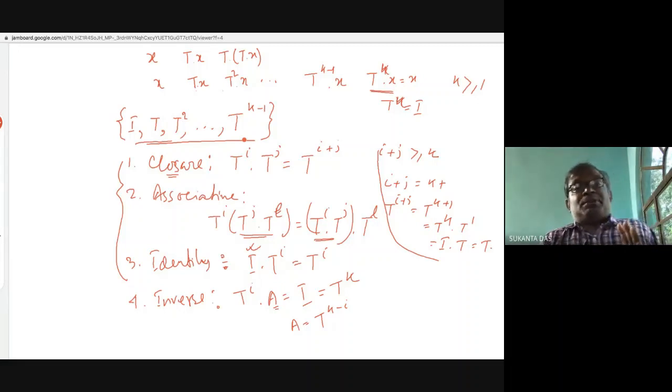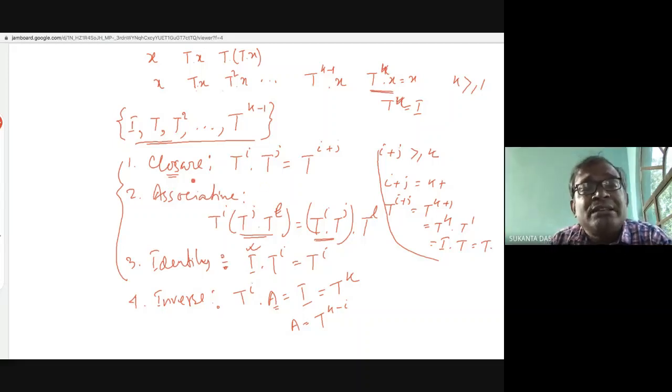So this is a group property of a reversible CA. And not only a group, it actually forms a cyclic group, right? It forms a group, obviously, but it forms a cyclic group. What is the property of a cyclic group? That all the elements of the group are generated by a generator.